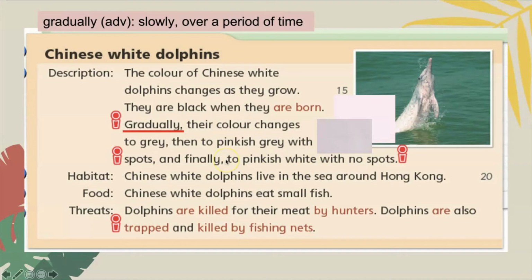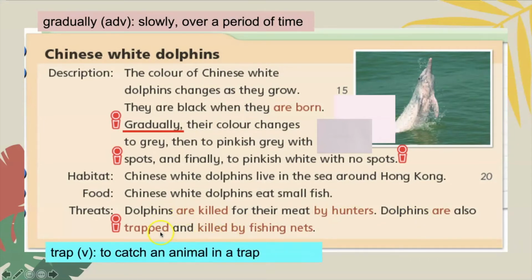Besides the color of the Chinese white dolphins, we also know where they live and what they eat. However, they are facing many problems. They are killed by hunters. And they are also trapped and killed by fishing nets. Trap is a verb meaning to catch an animal in a trap. So, Chinese white dolphins become fewer and fewer.